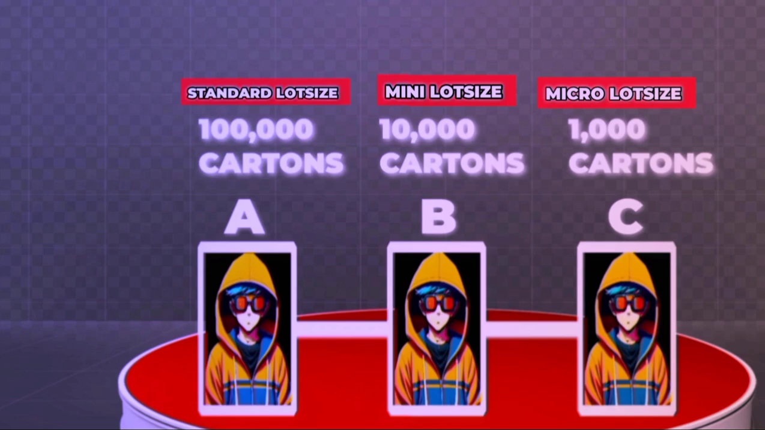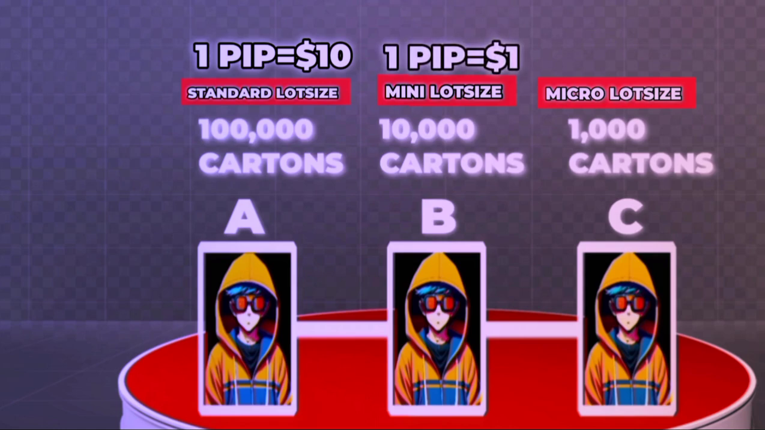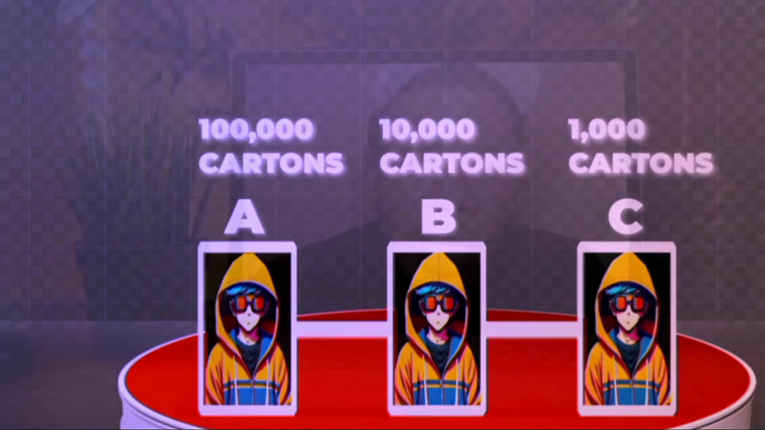Let's now see the pip equivalent of each lot size. For standard lot size, 1 pip is equal to $10. For mini lot size, 1 pip is equal to $1. For micro lot size, 1 pip is equal to $0.1. Let's note them down.